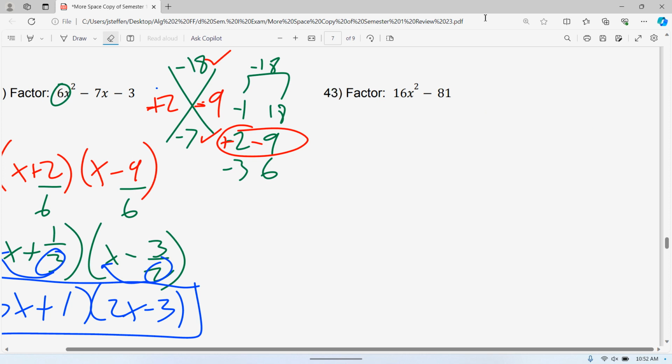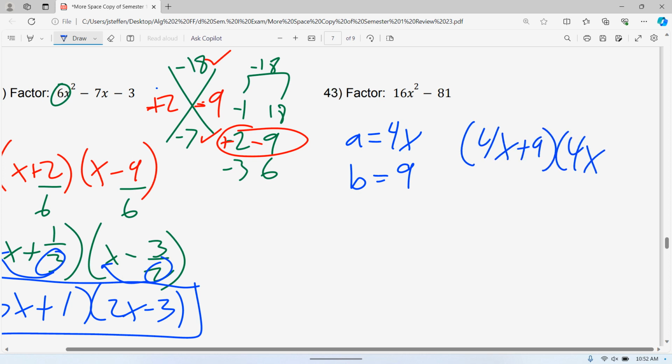So this is a difference in squares. What squared is 16x squared? Well, that's just 4x. 4x squared is 16x squared. What squared is 81? It's 9. 9 squared is 81. Once you have that, remember it's just 4x plus 9 and 4x minus 9. There's nothing else to that.